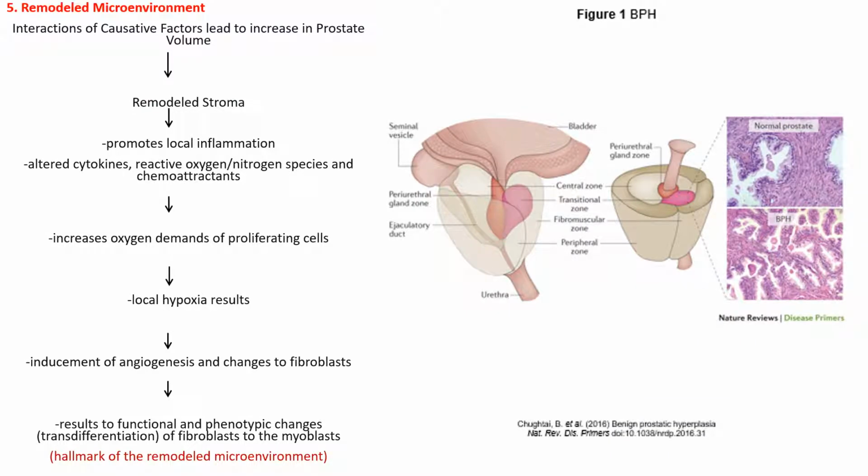Remodeled microenvironment. As an interaction of factors 1 to 4 leads to the increase in prostate volume, a remodeled stroma results, which promotes local inflammation that alters cytokines, reactive oxygen or nitrogen species, and chemoattractants. This increases oxygen demands of proliferating cells, and local hypoxia results that induces angiogenesis and changes to fibroblasts, the result of which is functional and phenotypic change of fibroblasts to myofibroblasts, which is called transdifferentiation, and this is the hallmark of the remodeled microenvironment of the prostate.